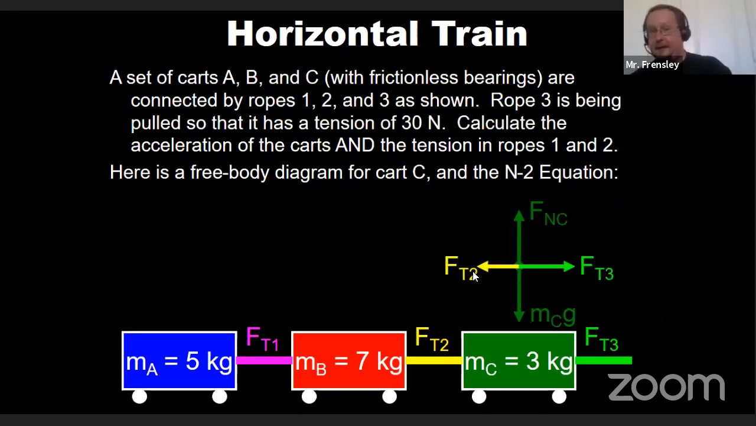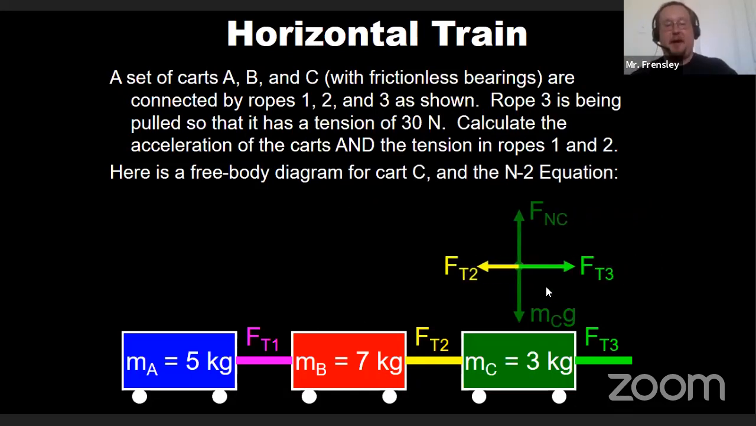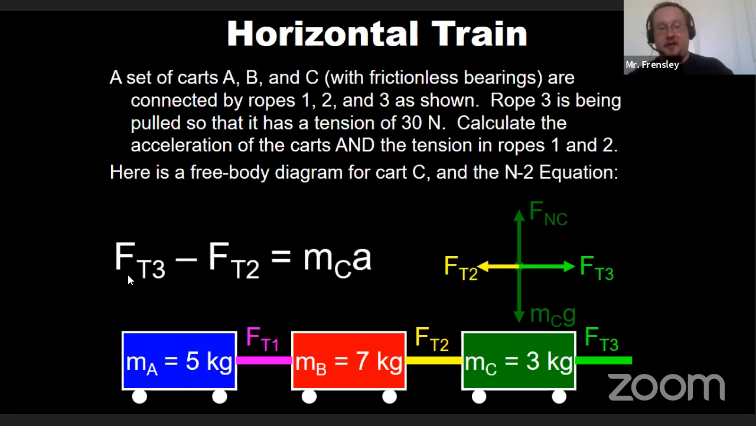Okay, here's the free body diagram for cart C. You notice I'm trying to color code the forces here, right? The yellow force tension 2 here is the same as the yellow force tension 2 back on the previous slide. Action reaction pair. B pulls backwards on C, C pulls forward on B using the same force tension 2. Force tension 3, which I know is 30 newtons, so rope 3 is being pulled forward with 30 newtons. You see that there? So I do know that, but I don't know force tension 2, and I don't know the acceleration.